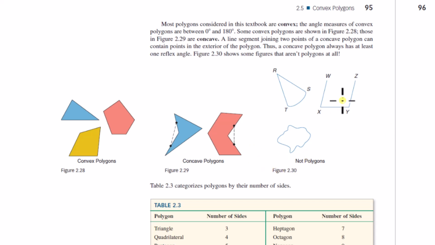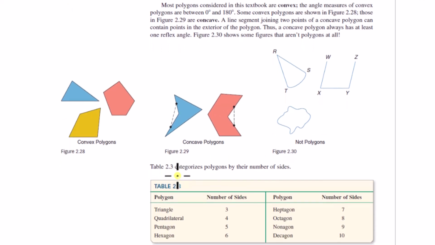Okay, now why aren't these polygons? Well, this is a curved side. This is closed. This is planar, but it's a curved side. It's not a polygon. Here, this is planar. It's got all straight sides, but it's not closed. Here, there's no straight sides. This is closed, planar, but no straight sides.